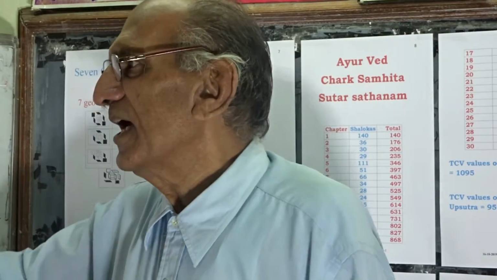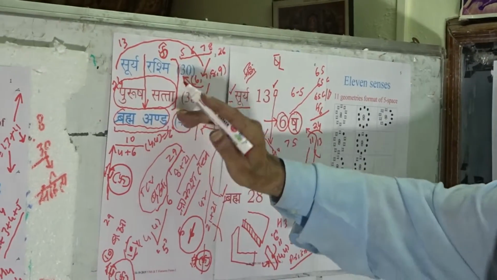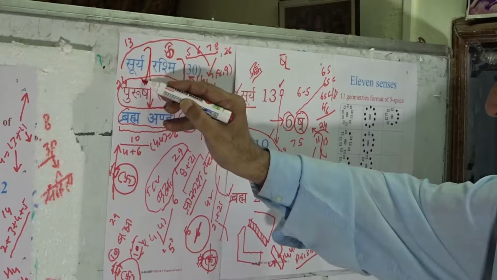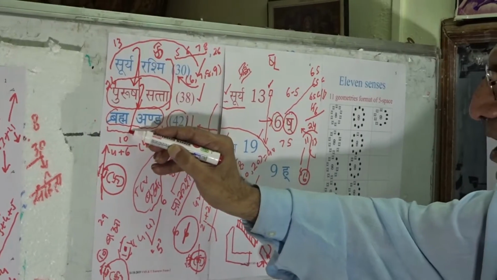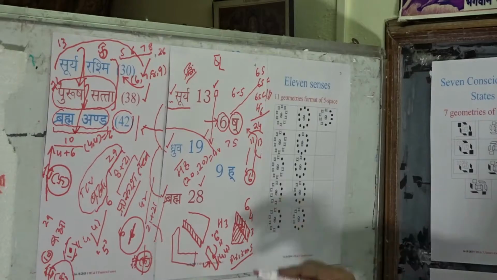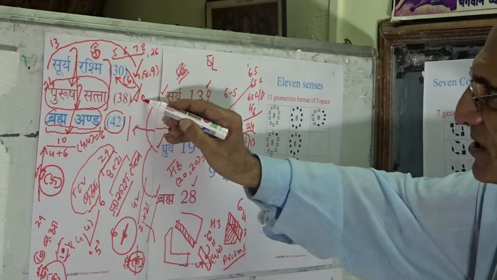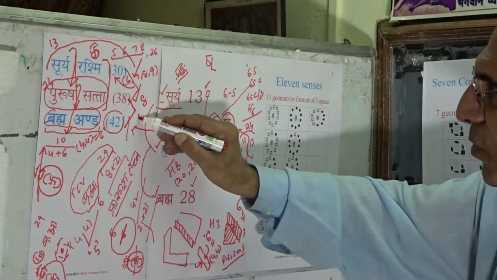It is that one is to glimpse Brahm, and from Surya Rashmi we have to reach within it Purusha Satta, and from Purusha Satta we have to reach at Brahman. Let us have a pause here and see that the difference value between 30 and 38 is 8, while the difference value between 38 and 42 is 4.